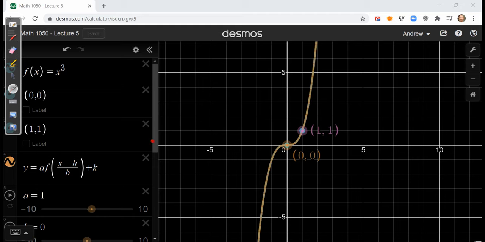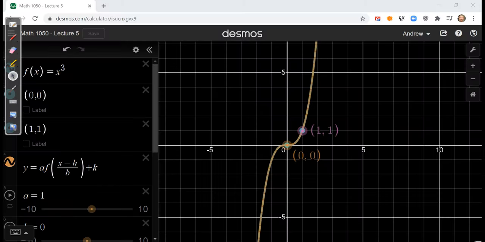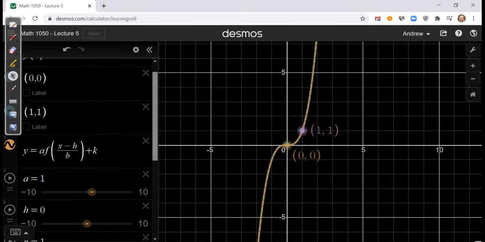Let's see, I lost my mouse. Give me one second to bring it back. Oh, that's not what I wanted to do. Here we go. All right.